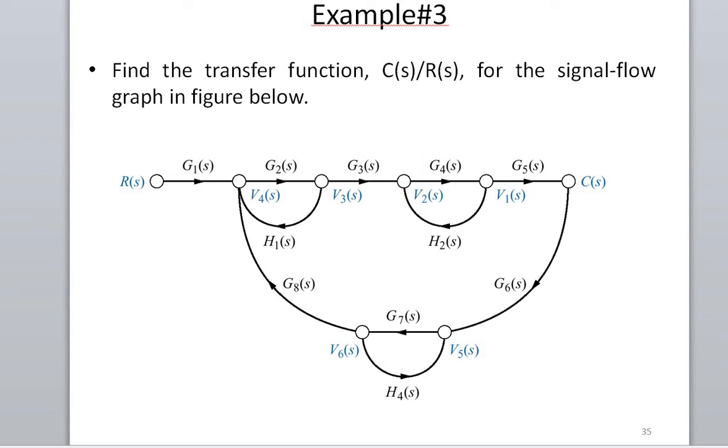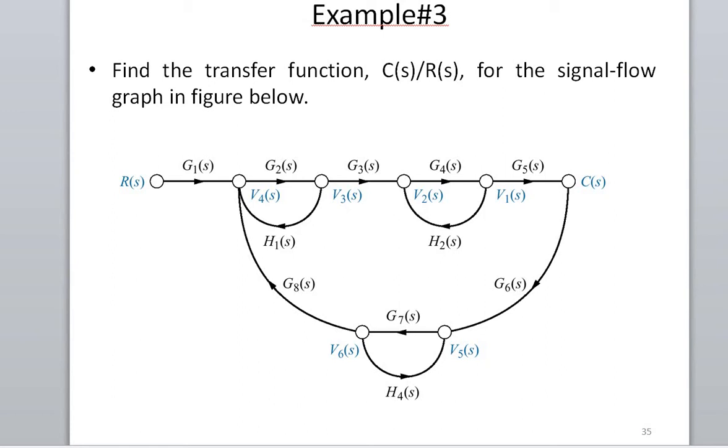Today we will discuss how to find the transfer function of a system represented by a signal flow graph. We know that finding the transfer function using signal flow graph representation is much easier compared to block diagram. In signal flow graph representation, we can find the transfer function using Mason's gain formula, or directly using Mason's rule.